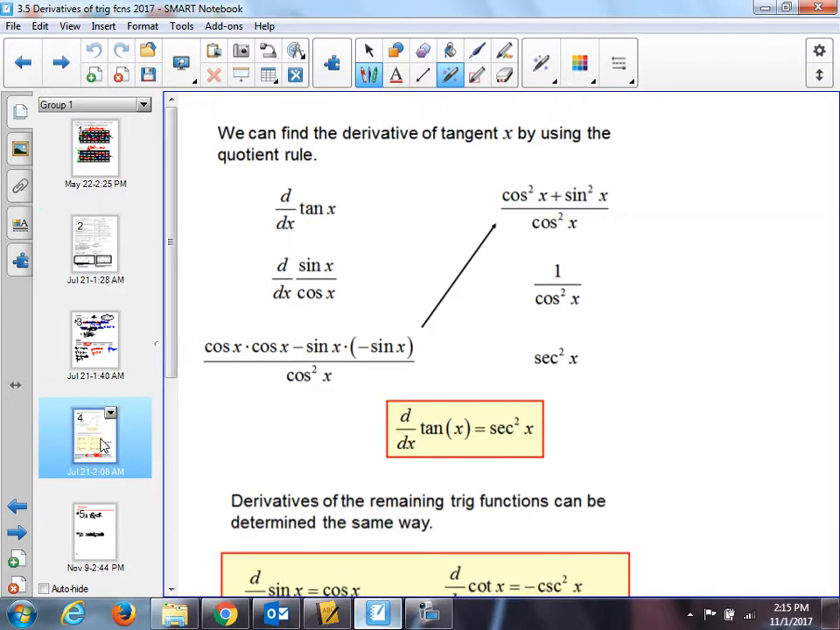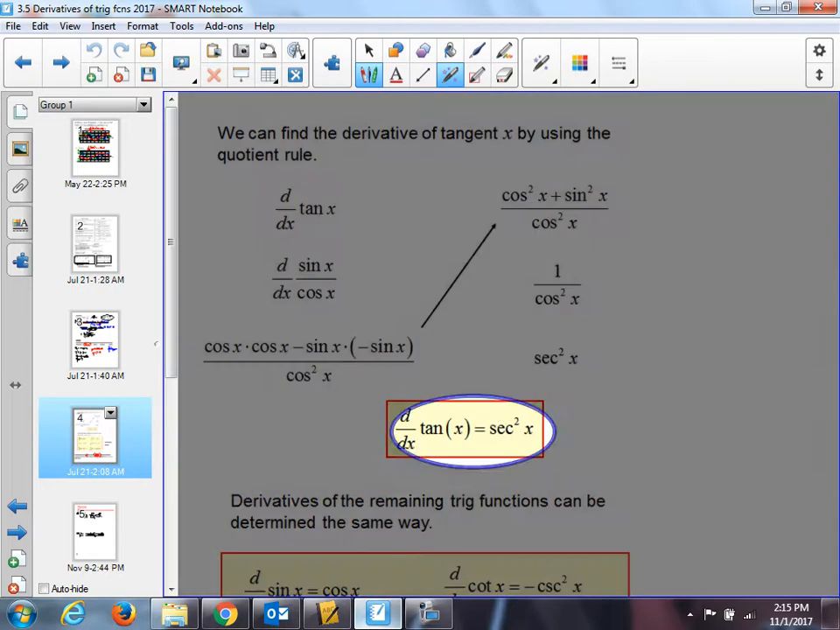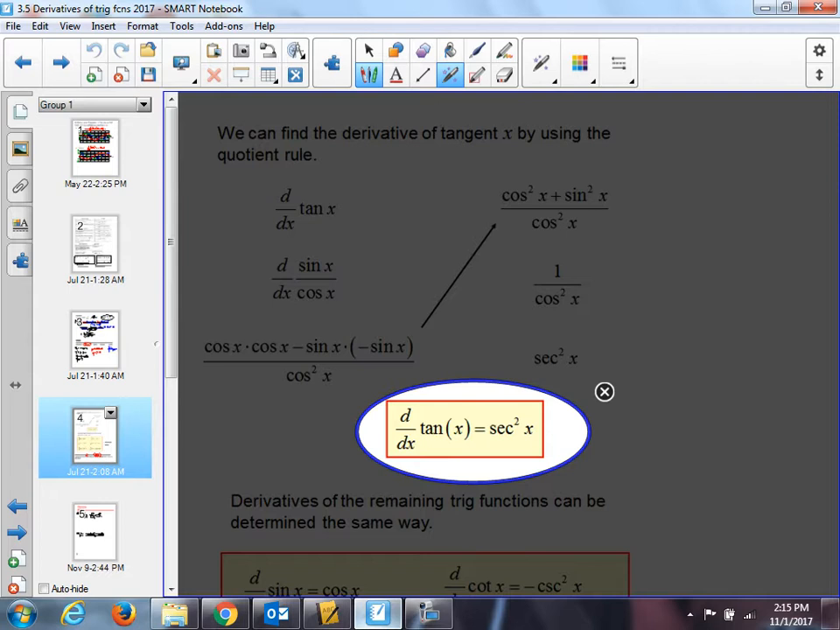Now, some extra stuff. This is page 4 on your handout, right? Okay, that's where we left off. I'm not worried about how we do this, but we know the quotient rule and stuff like this. As I said, things can be broken down into sines and cosines. But really what you need to do is know this. The derivative of tangent is secant squared of x.